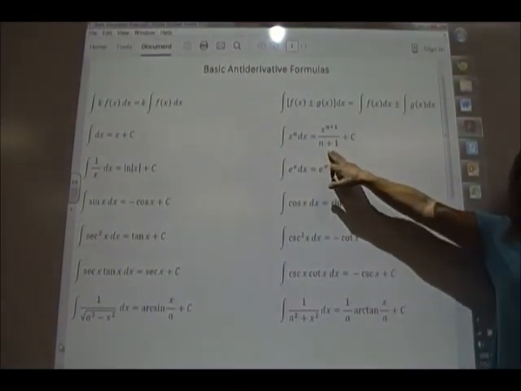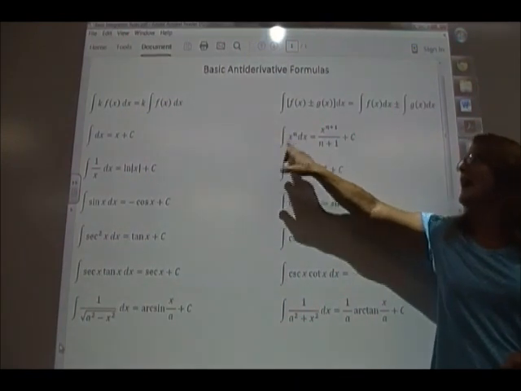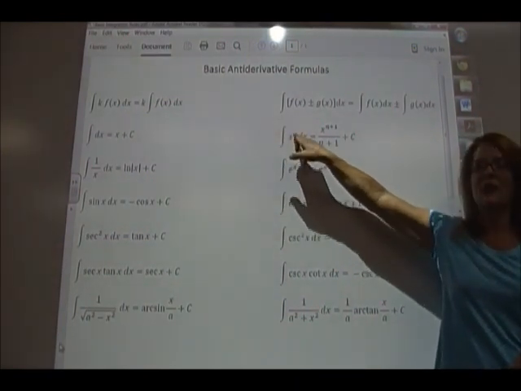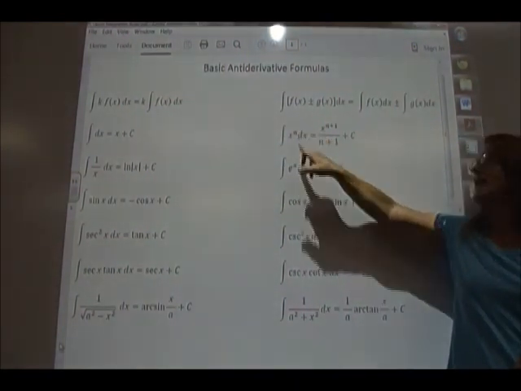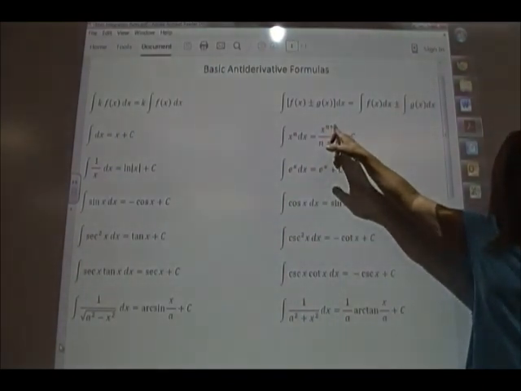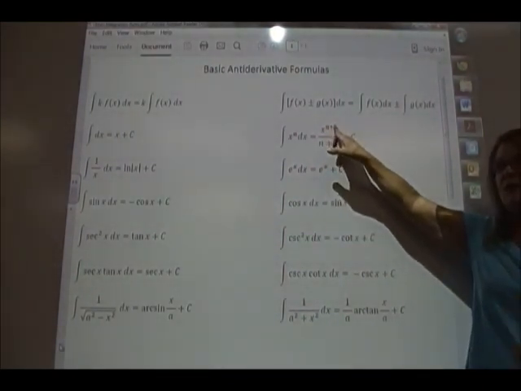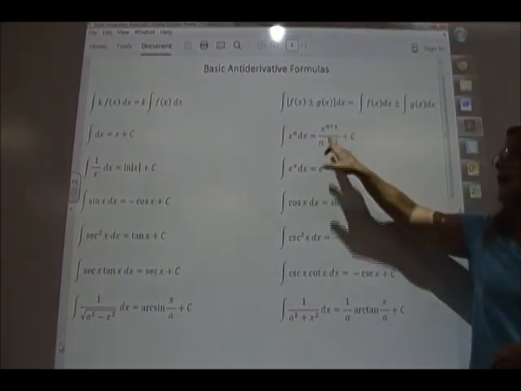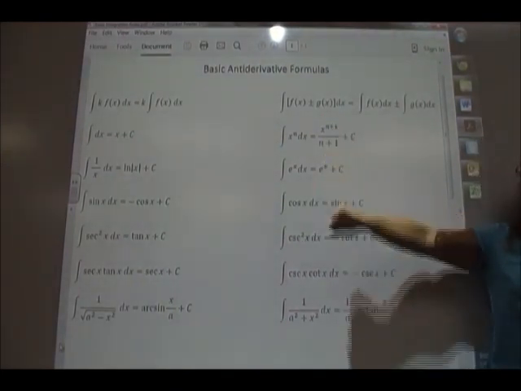Check it out. If I'm trying to find the antiderivative of x cubed, he's saying take your x, add 1 to the exponent, because if you were taking the derivative, you would have to subtract 1, and then divide by n plus 1.